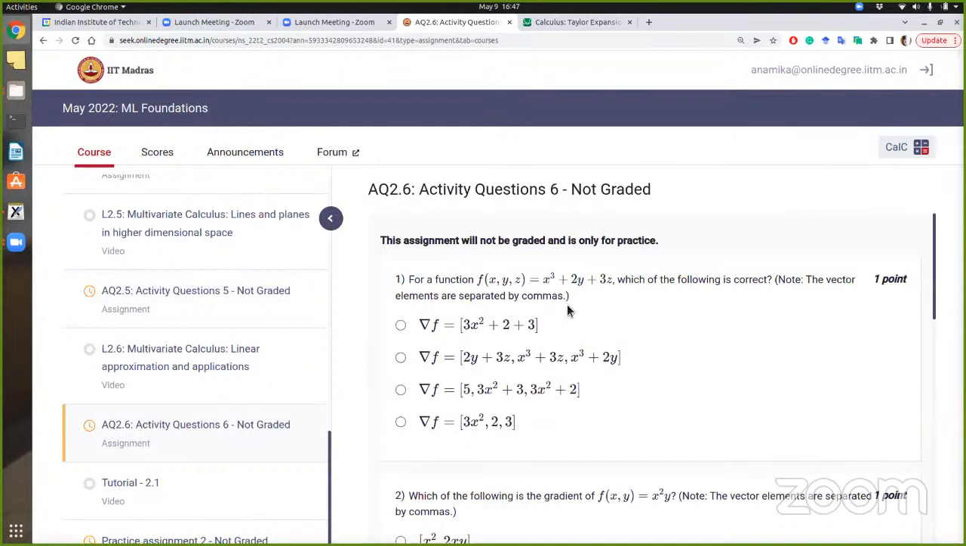We're given a function. Which of the following is correct? This is the grad f symbol, the nabla symbol in LaTeX. Grad f is the gradient, the vector of partial derivatives. So what are the partial derivatives of this function? Dou f by dou x will be 3x squared. Dou f by dou y will be 2, and dou f by dou z will be 3. So this should be correct.